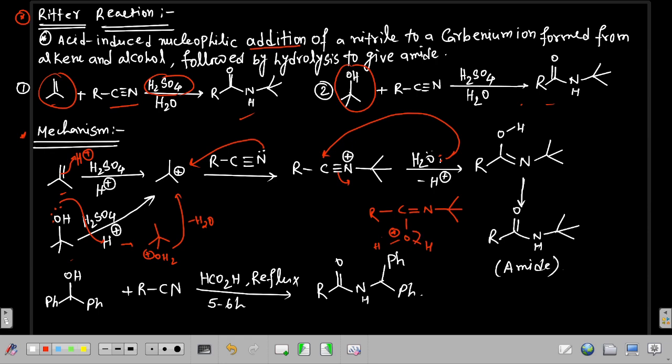Next step, there will be the removal of this H plus, and it leads to the formation of this intermediate. Next step, there will be tautomerization, it will tautomerize to the amide, so it will form the amide. In the case of this alcohol, it will form this type of amide in presence of this nitrile and this formic acid, which is acting as an acid catalyst in this reaction.